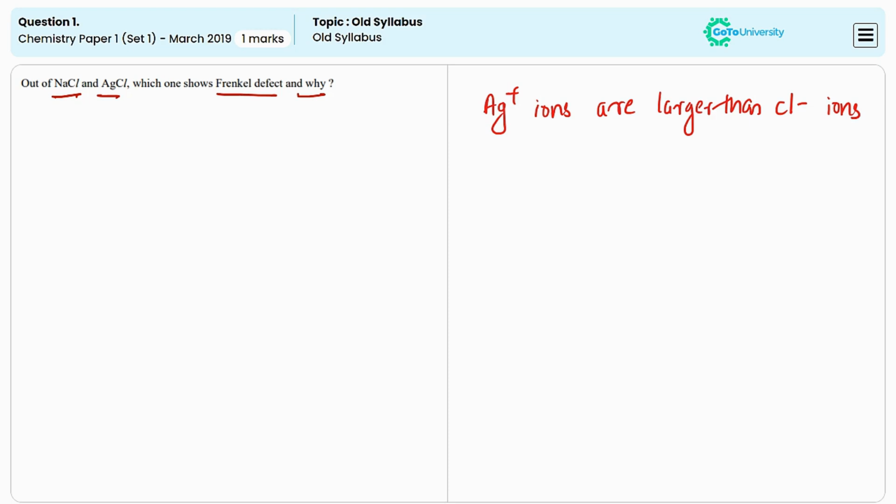While in case of sodium chloride, it exhibits a Schottky defect. Here, the pair of sodium and chloride ions are missing from their lattice positions and it creates vacancies without the displacement of ions to the interstitial sites. So here, the answer is AgCl.